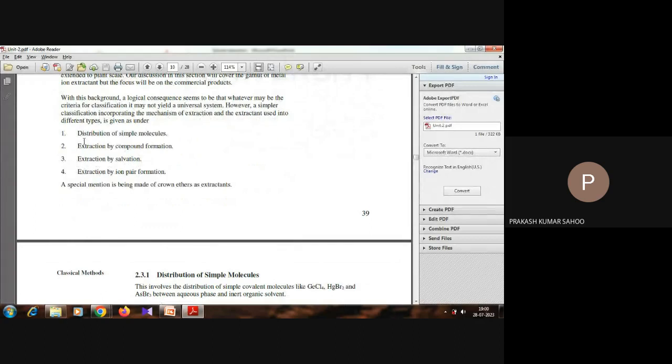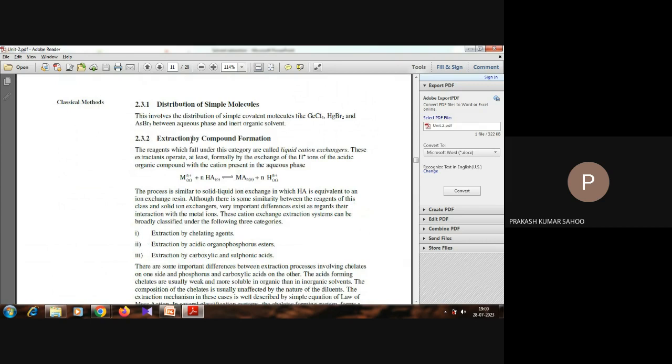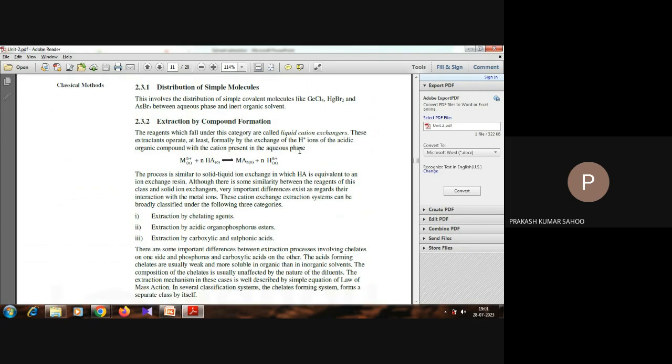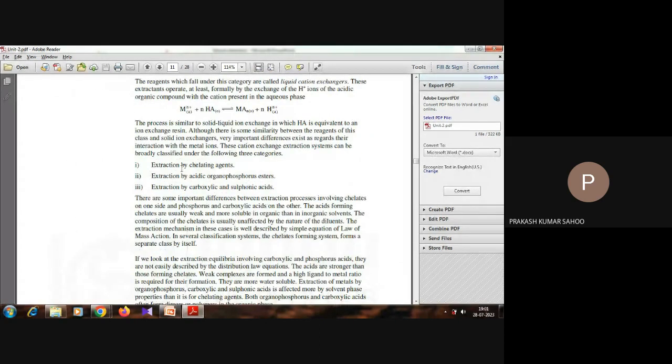Then we have distribution of simple molecules, extraction by compound formation, extraction by solvation, and extraction by ion pair formation. We already discussed these things in our PPT presentation. Distribution of simple molecules like germanium tetrachloride, mercury dibromide, arsenic tribromide. So these are the extraction by compound formation method.